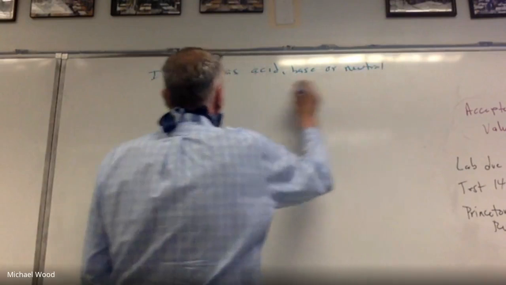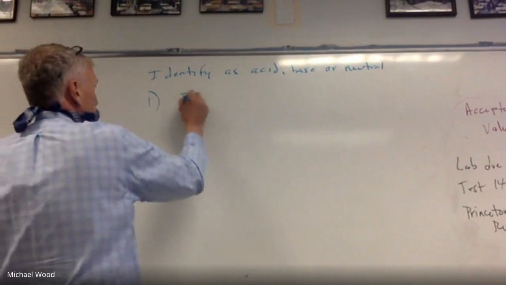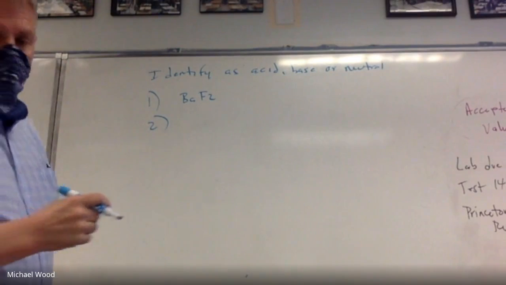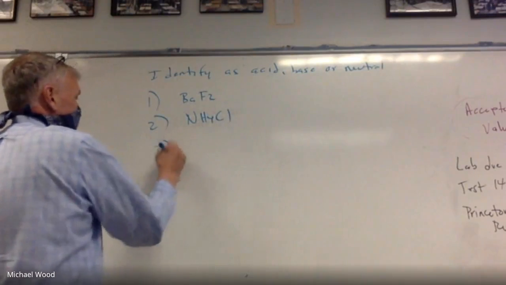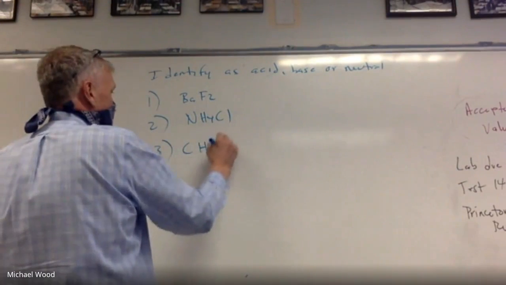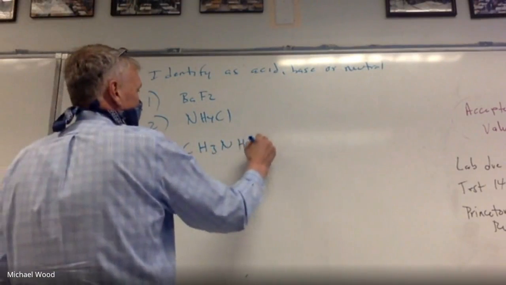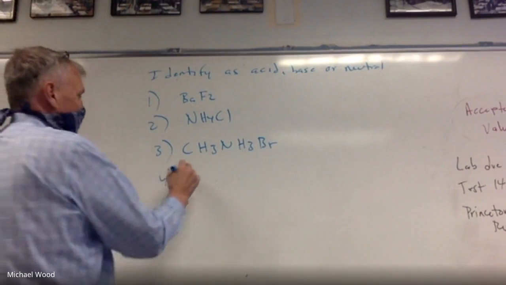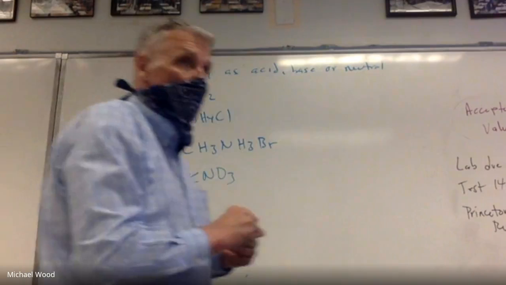So here they are. Number 1 is BaF2, acid, base, or neutral. Number 2, NH4Cl. Number 3, this big old monster, CH3NH3Br. Number 4, KNO3. Each one of those, acid, base, or neutral.